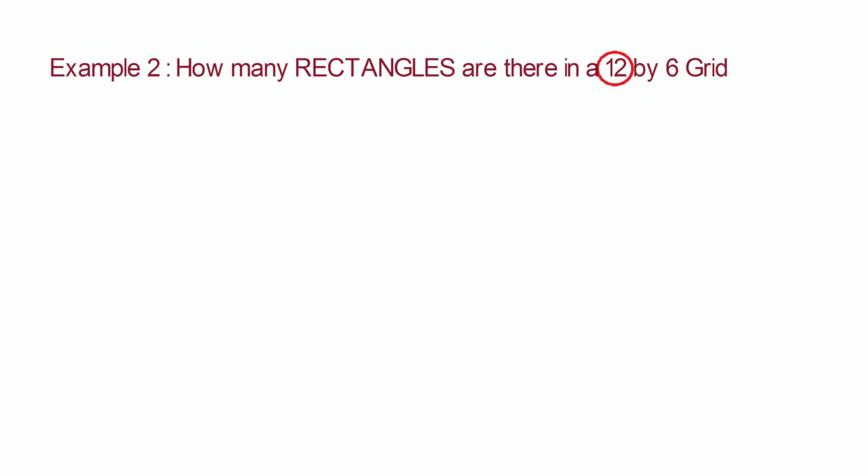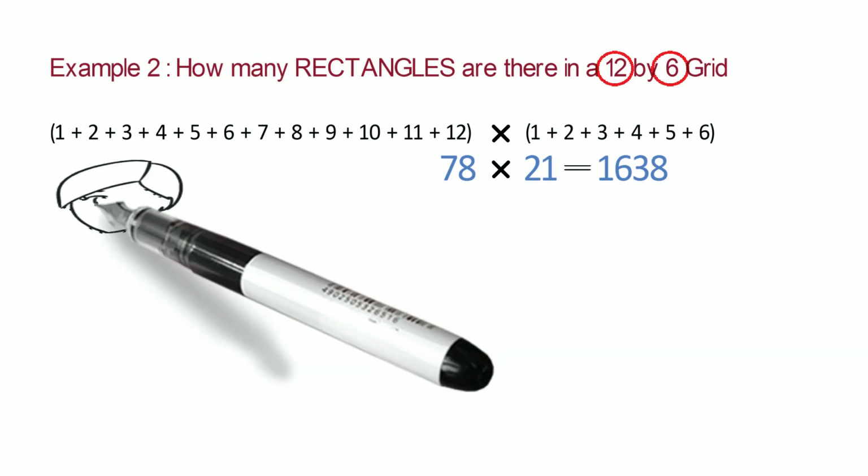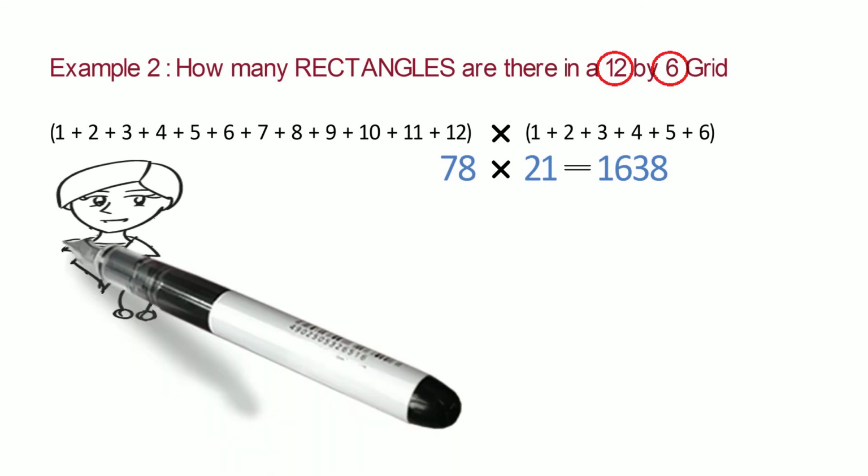There are 12 columns, so we add up the numbers 1 to 12. And what's the sum? Yes, it's 78. There are 6 rows, so we add up the numbers 1 to 6 and get 21. Now we multiply 78 by 21 and there we get it. 1638 are the number of total rectangles. I hope you've now understood the logic even better. But this process can be further simplified.